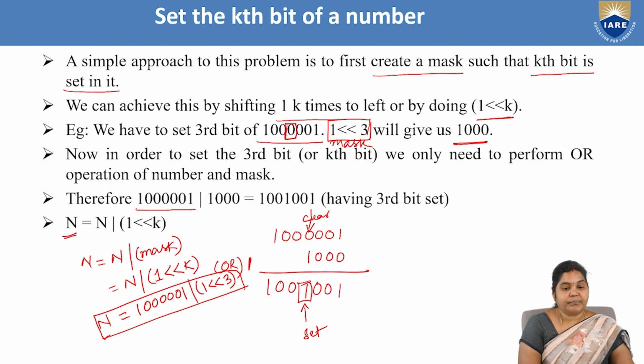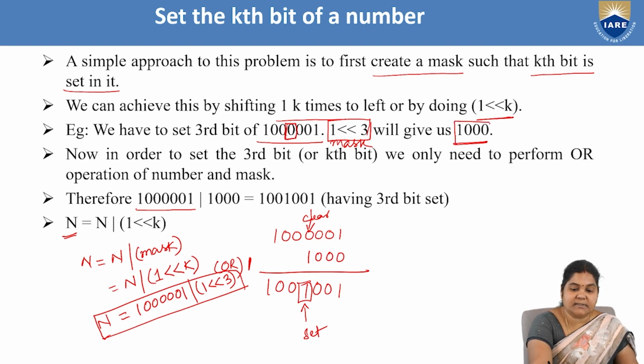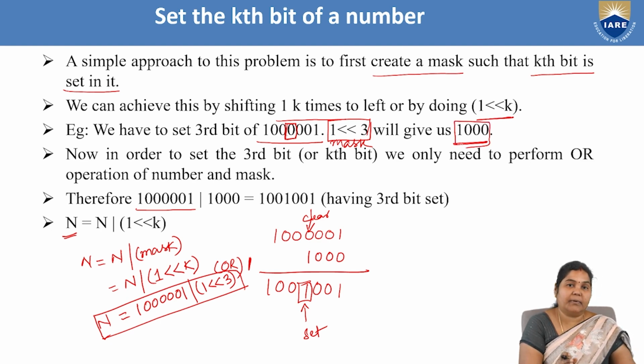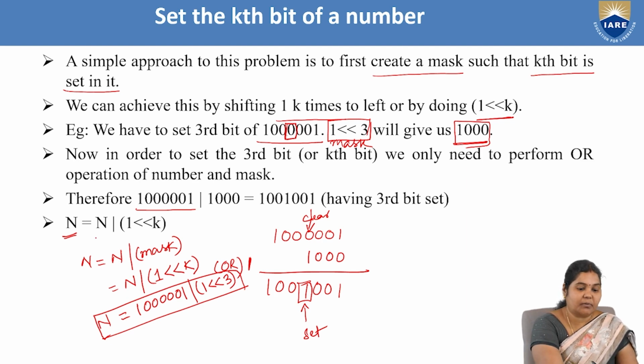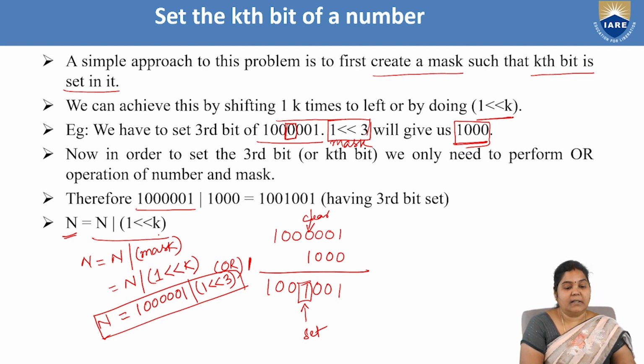I hope you understood how to set the kth bit of a number. The simple logic is: if you want to set the kth bit, first you create a binary mask by doing 1 left shift by k number of times. So your mask will be prepared. This mask you apply by doing an OR operation over the original number n. The formula is n OR (1 left shift by k), where 1 left shift by k is the mask. When you do it, you will see that the kth bit is set.